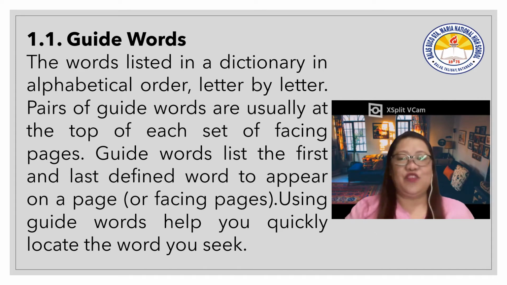The next thing that you must be familiar with in using the dictionary is using the guide words. The words are listed in a dictionary in alphabetical order, letter by letter. Pairs of guide words are usually at the top of each set of facing pages. Guide words list the first and last defined word to appear on a page or facing pages. Using guide words helps you quickly locate the word you seek.